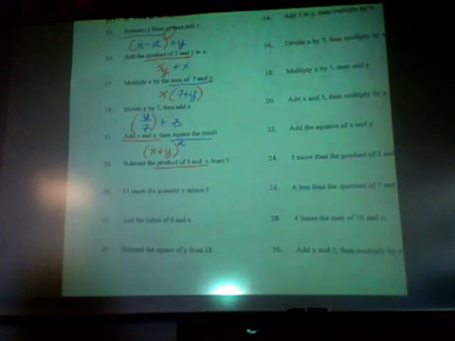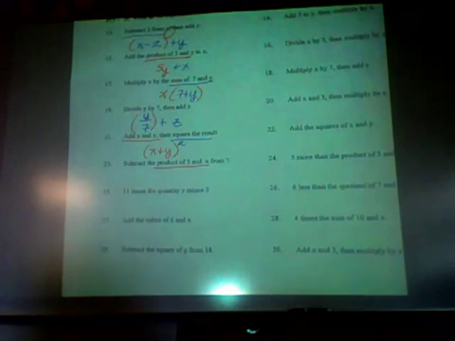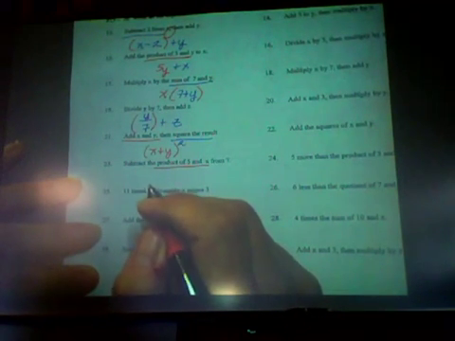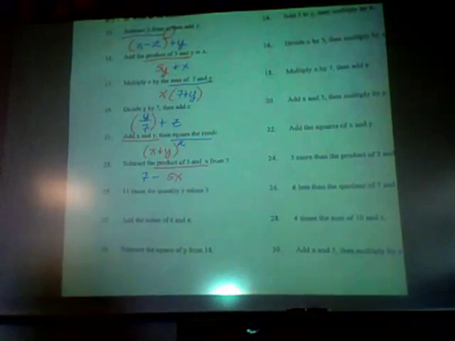So what does the product of 5 and x look like? 5x. Then it says subtract that product from 7. So is it 5x minus 7 or is it 7 minus 5x? Yeah, because we're subtracting it from 7, right? So it has to be 7 minus 5x.